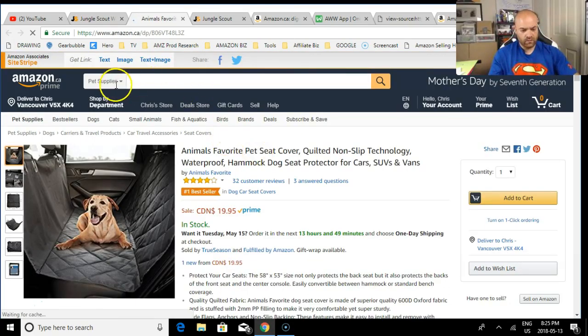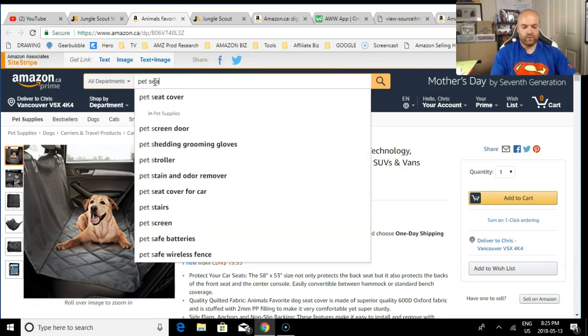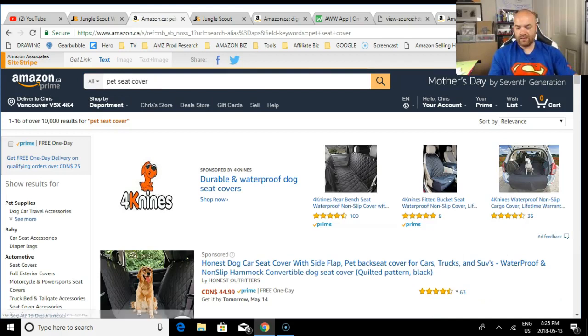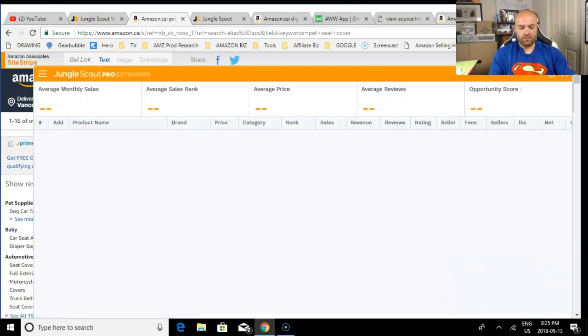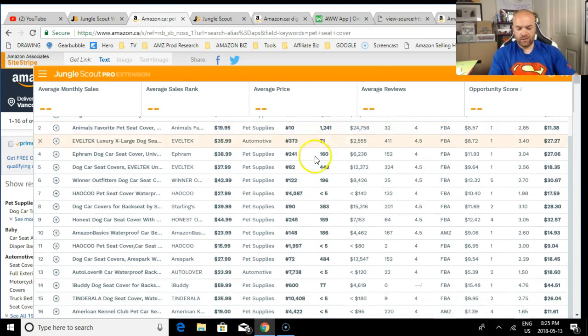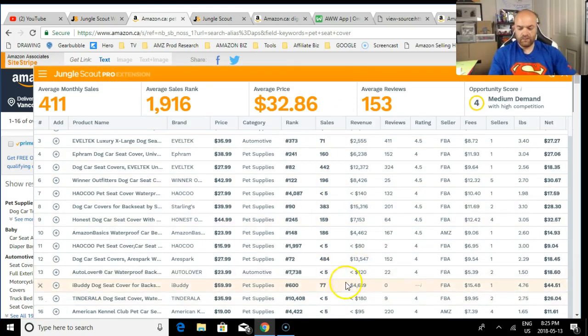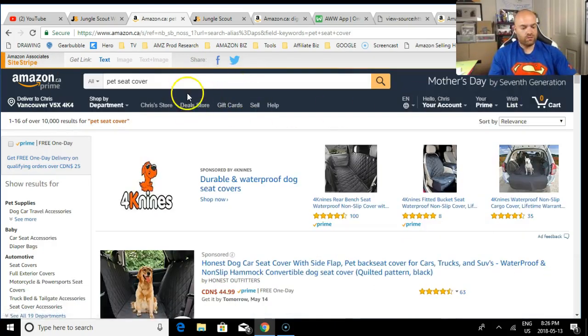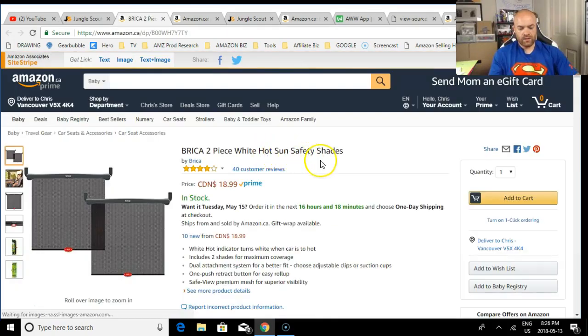Pet seat cover, all categories. So Amazon says pet seat covers. We recommend pet seat covers because it matches your numbers. In pet seat covers, we'll hit the Jungle Scout number runner. Pet seat covers have some demand here. A few less than 5s. High competition. Next one, hot sun safety shade.